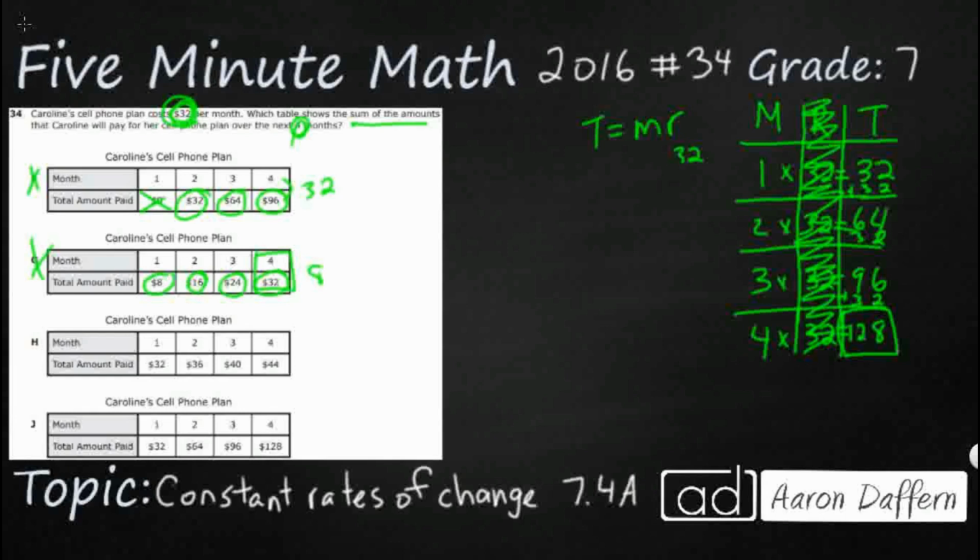And then this starts at 32, but look, it's not even multiplying. They're just adding 4, adding 4, adding 4, and that's not how it works. It's $32 a month, not $4 a month. This is a plus 4 a month. And so we're getting down to J, and that's what we're looking at. Month 1 is 32, month 2 is 64, month 3, 96, and month 4 is 128. So J is our answer.